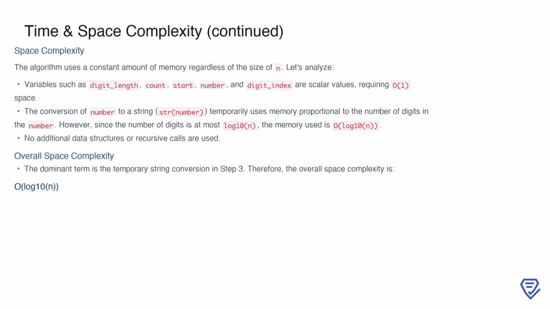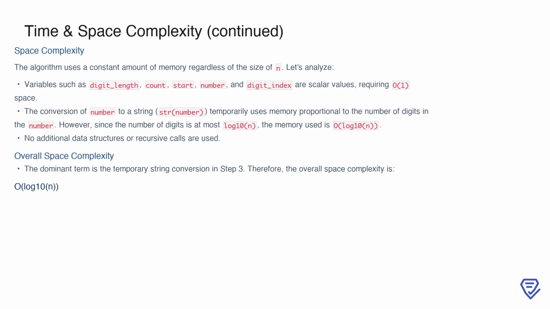Now, let's examine the space complexity of the algorithm. The solution uses a constant number of variables, such as digit_length, count, start, number, and digit_index. These are all scalar values that require O(1) space.